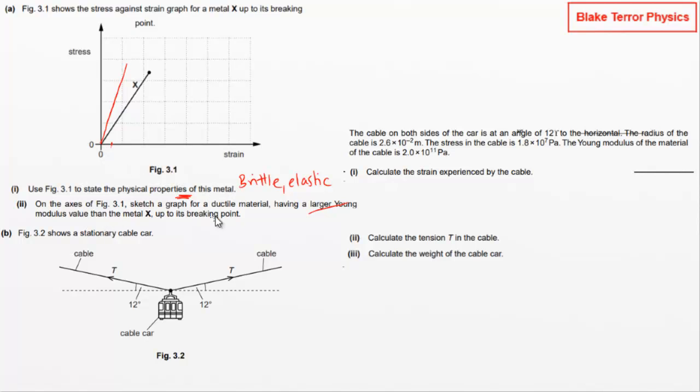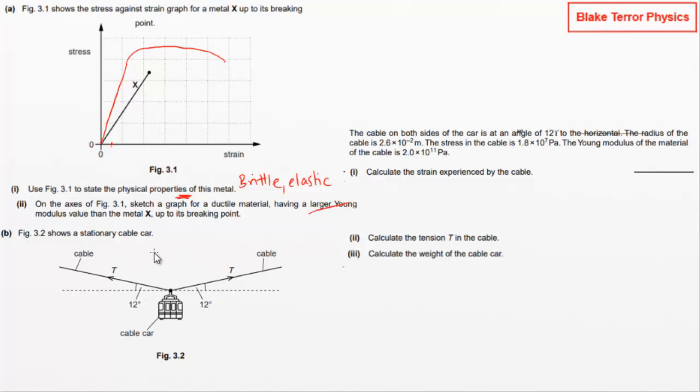But then we need to have something which is ductile, so it will have some kind of plastic deformation going on. So we want to have some sort of curve where you get this massive increase in the extension without any increase in the stress, or even a decrease in the stress. So yeah, that's all good.